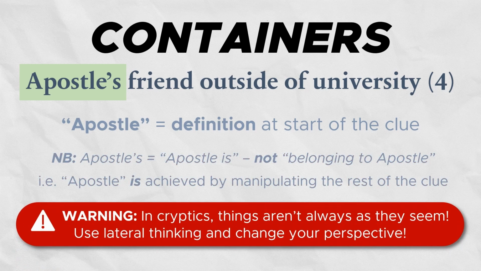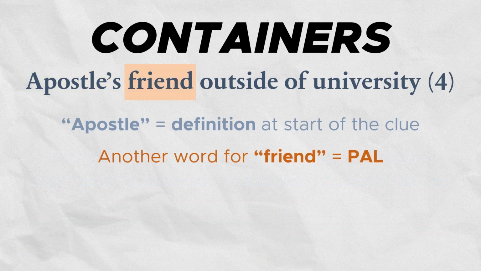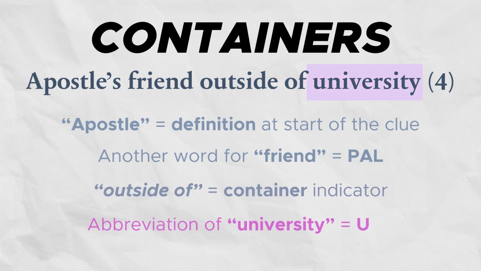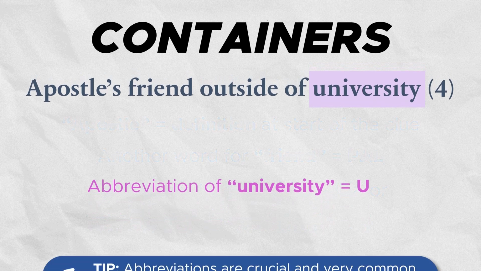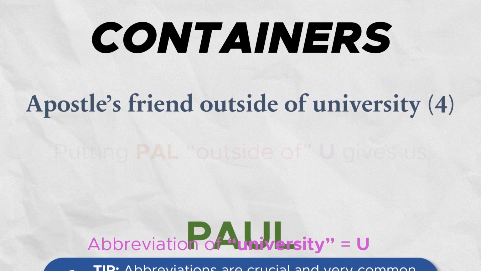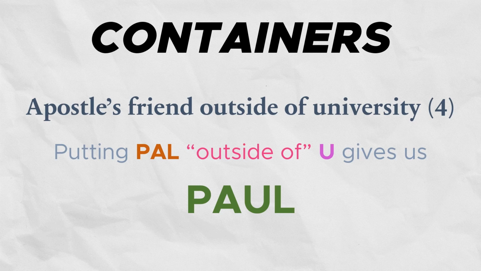So a quick warning that in cryptic crosswords things aren't always as they seem, so you always have to think laterally and change your perspective if you want to get to the correct answer. Returning to the clue, another word for friend is pal. Outside of is the container indicator. University could be shortened to the letter U. Abbreviations are crucial and very common, so pick them up and use them to your advantage. Part 4 will be dedicated to abbreviations. So, putting pal outside of U gives us Paul.